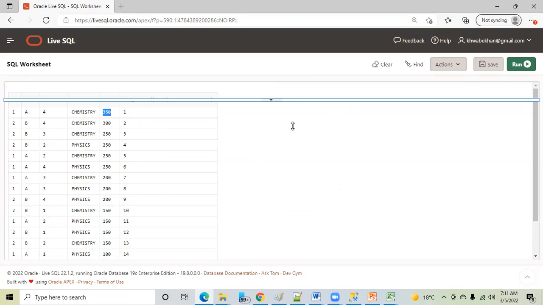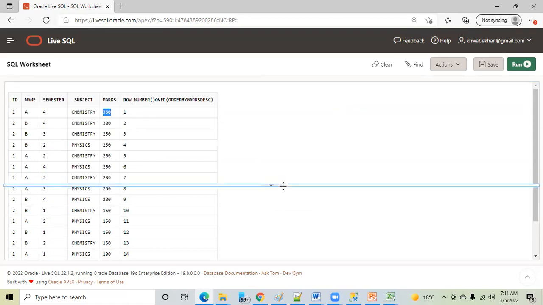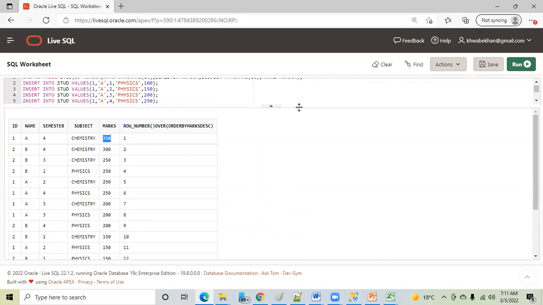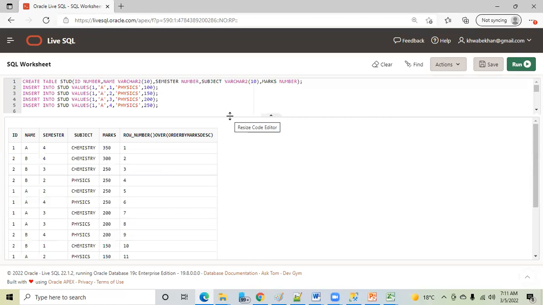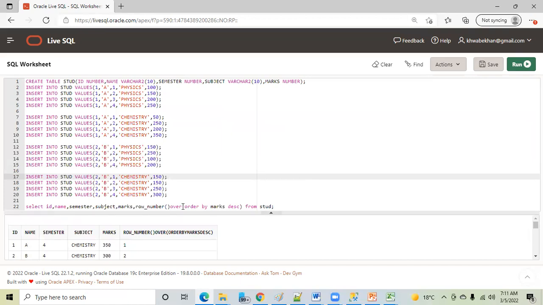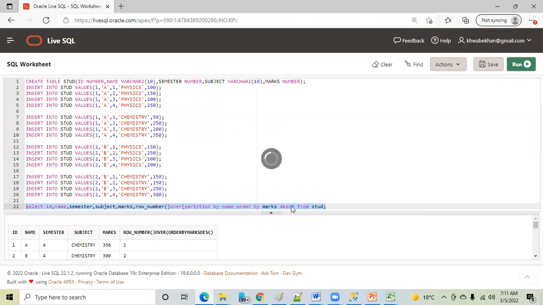Okay. Now suppose the requirement is that, Tanveer, you have given serial number. This is fine, but I want to give serial number based on the student name. Like they're asking to do partition. Partition by name. I've written partition by name, order by marks.